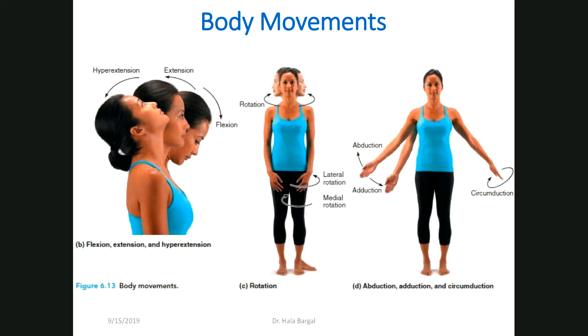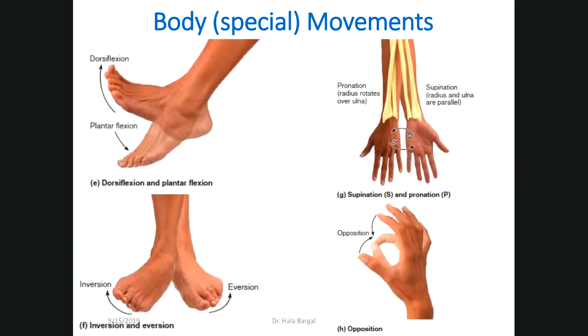So the body movements, we can summarize them as flexion, extension, adduction, abduction, circumduction, and hyperextension. Also, there is what we call lateral rotation, away from the midline, while medial rotation is closer to the midline.